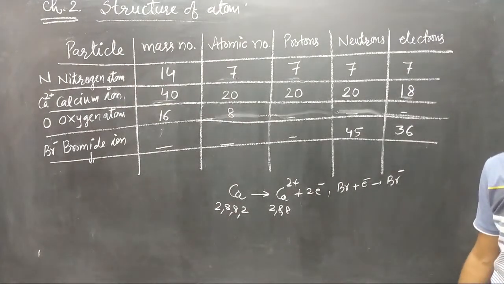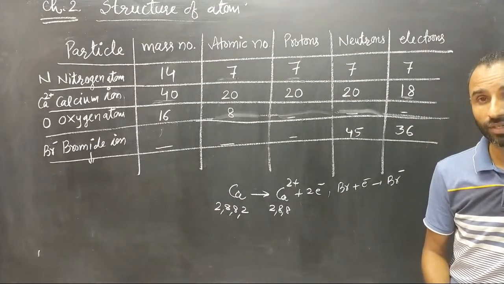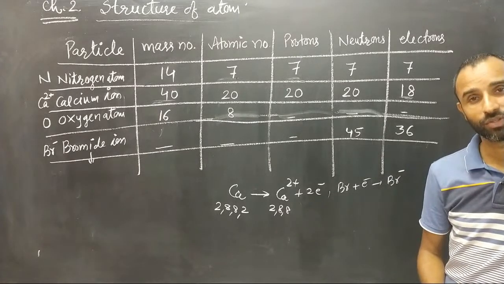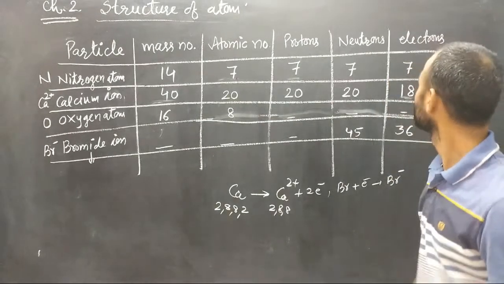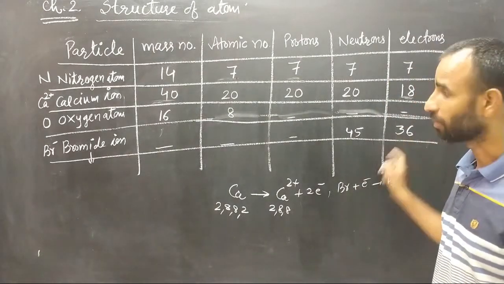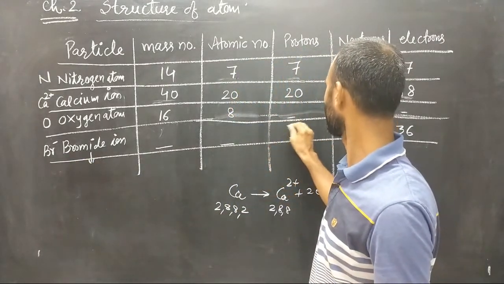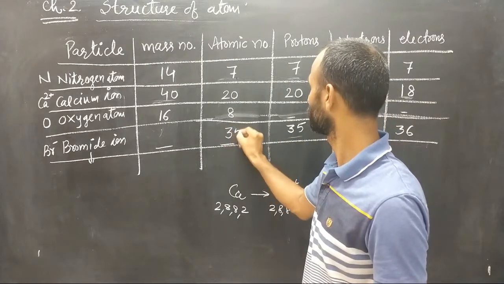Calcium has 20 electrons in its neutral atom, but in the calcium ion there are 18 electrons. Okay, what about the bromide ion? See, electrons are 36, but Br is -1. So obviously its protons are 35, and so is the atomic number.